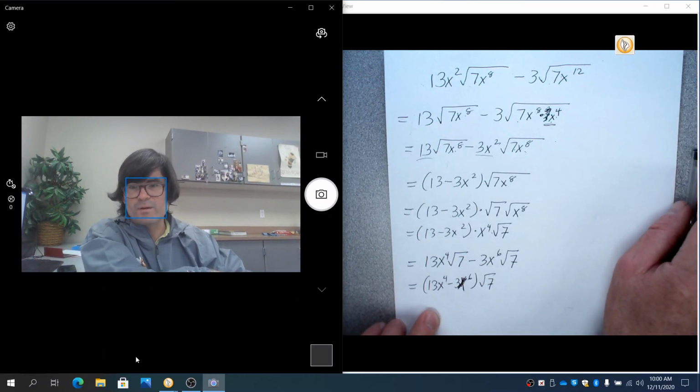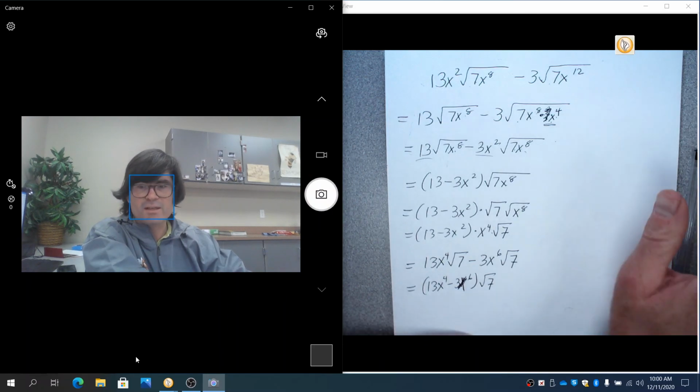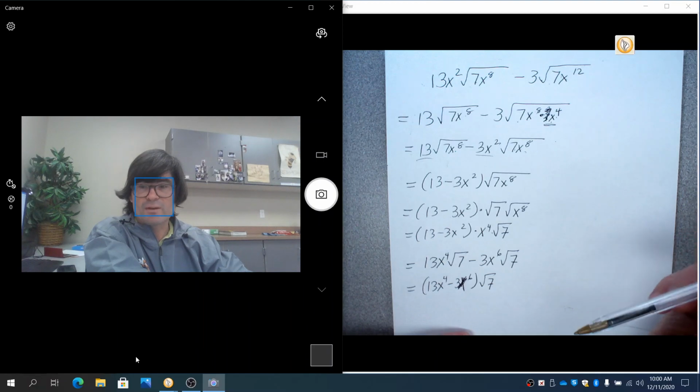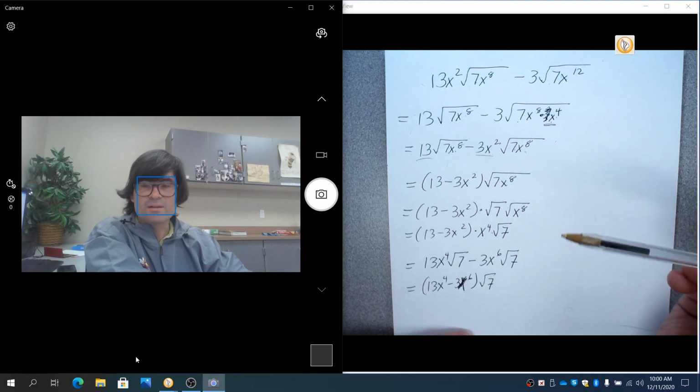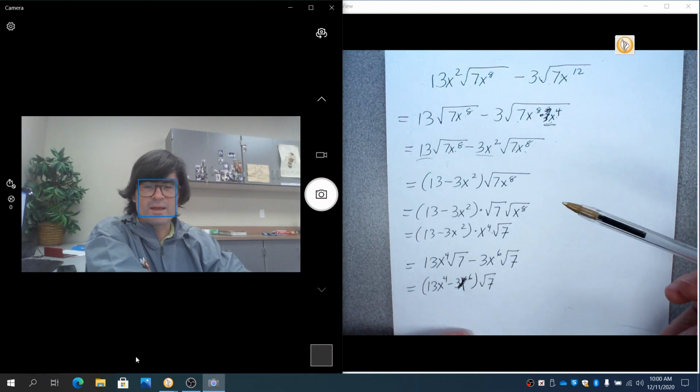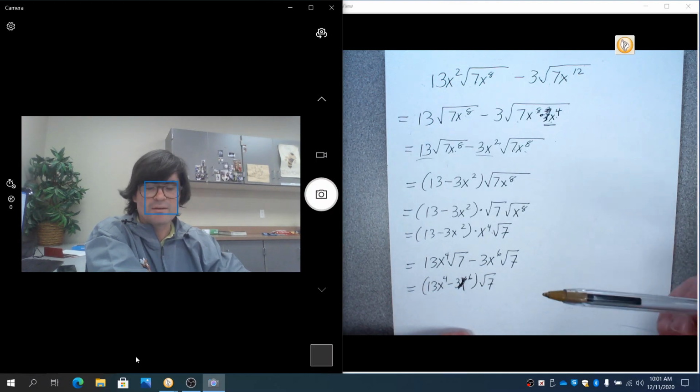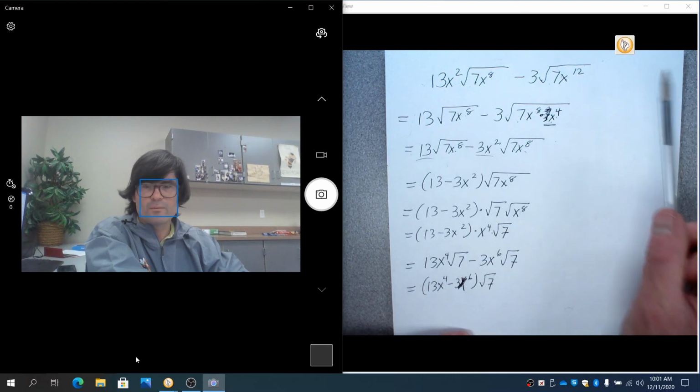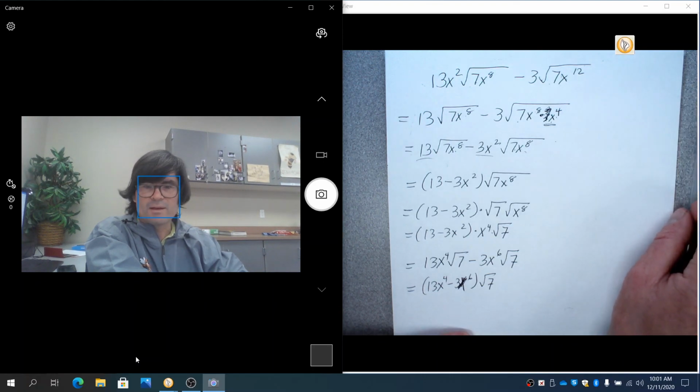Like I said, we've been just introducing the concept of rational exponents, where if you have a fraction in the exponent, the top number is the power, the bottom number is the root, and we've just been adding and subtracting, simplifying roots, and that's it.